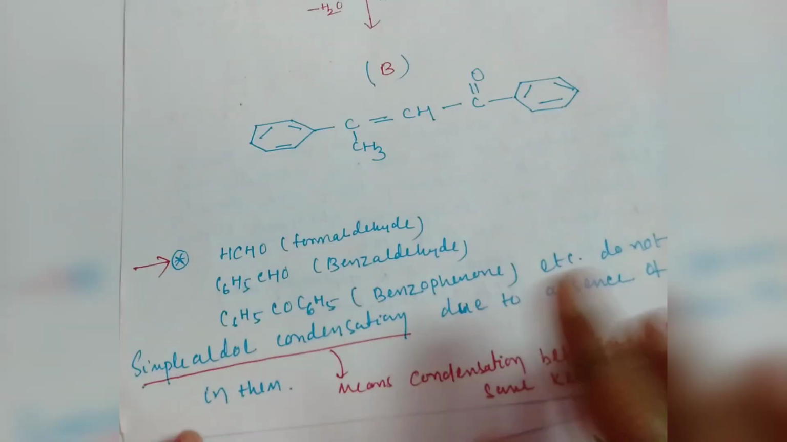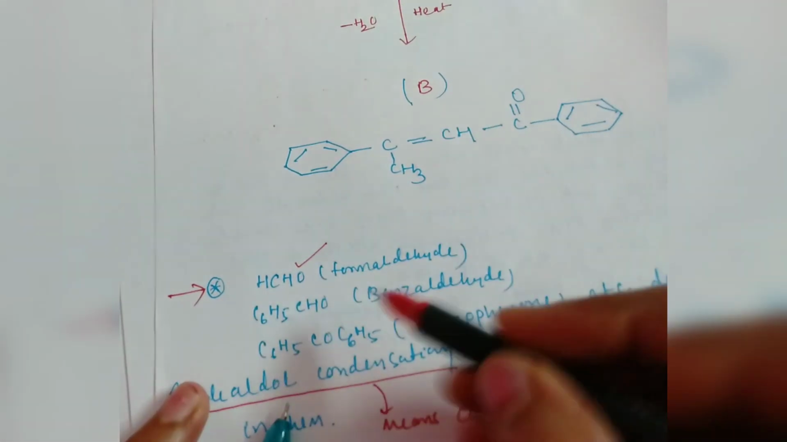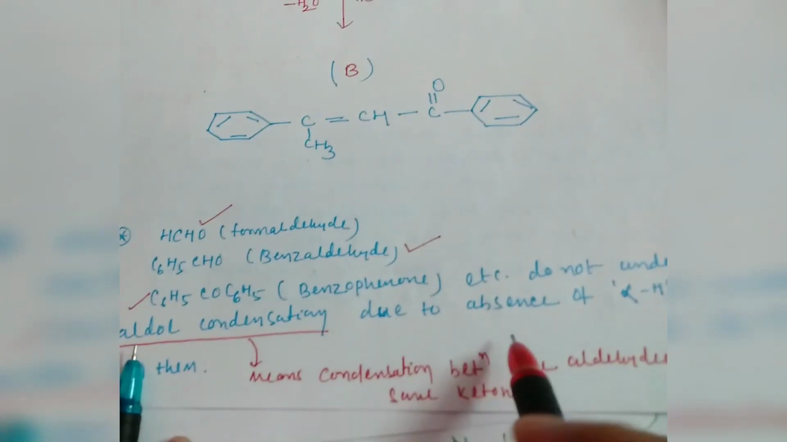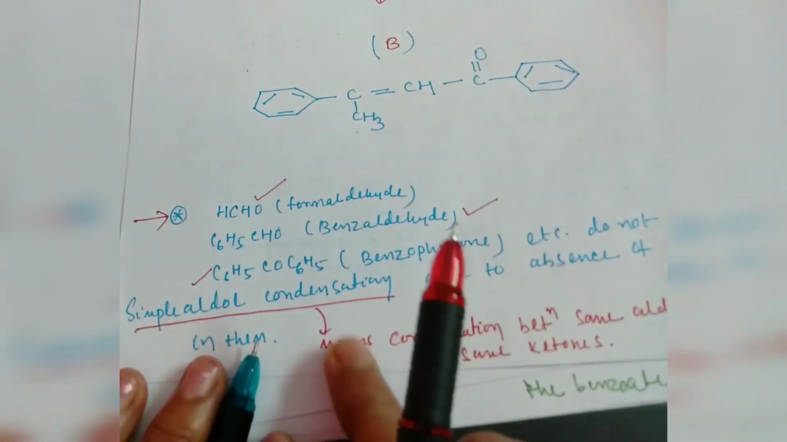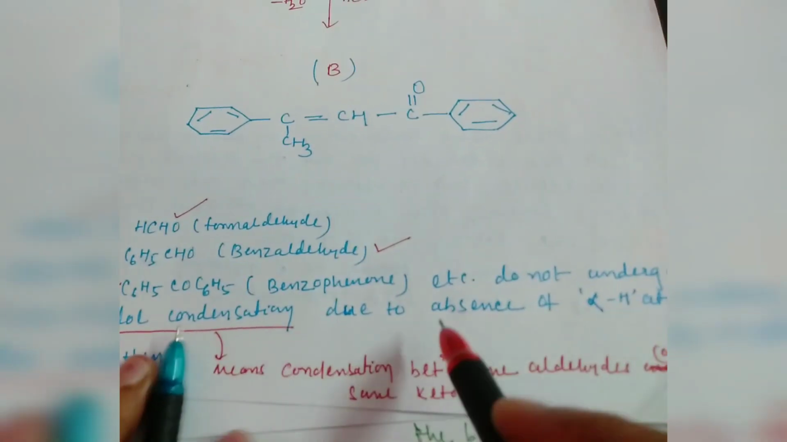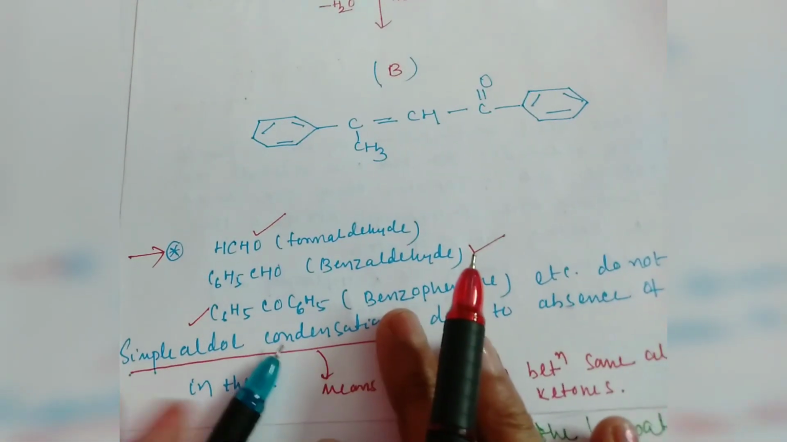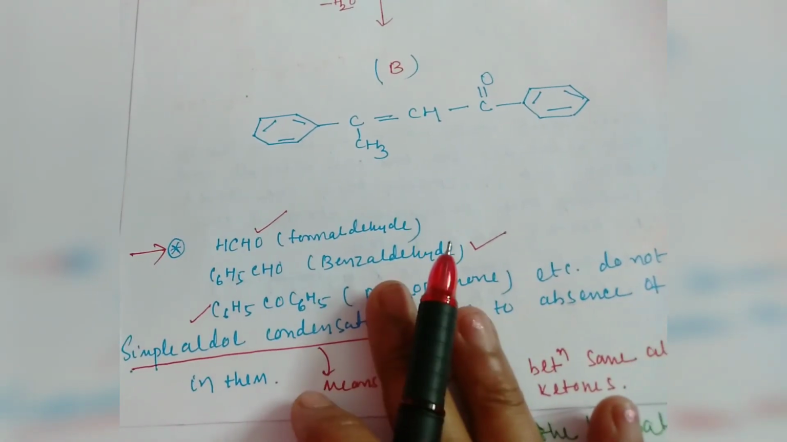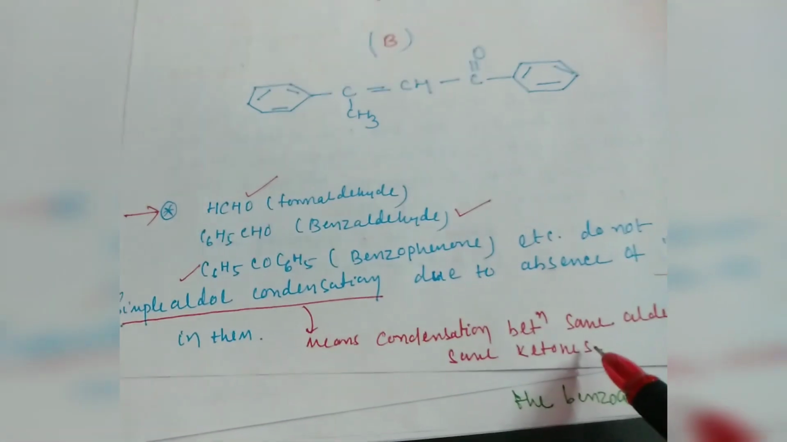Now an important point, always remember formaldehyde, benzaldehyde and benzophenone are the compounds which do not undergo simple aldol condensation. Why will they not go through simple aldol condensation? Because of the absence of alpha hydrogen atom. Simple aldol condensation is the condensation between the same type of aldehyde or the same type of ketone. So these compounds do not undergo simple aldol condensation reaction.